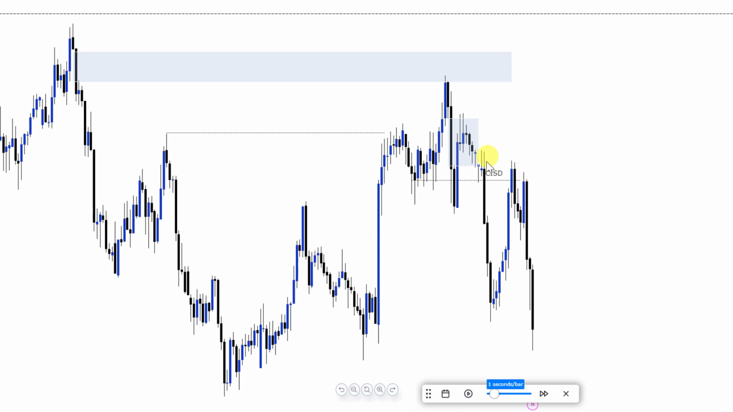Okay, now what price did is push to the downside, comes back, retests another block right here, and it pushed to the downside once more.